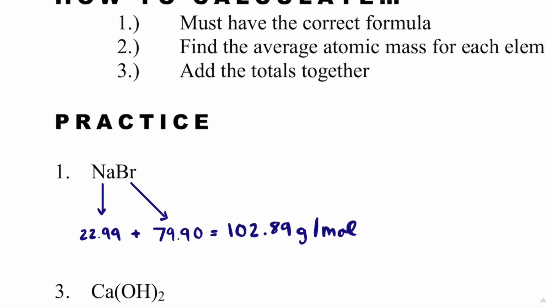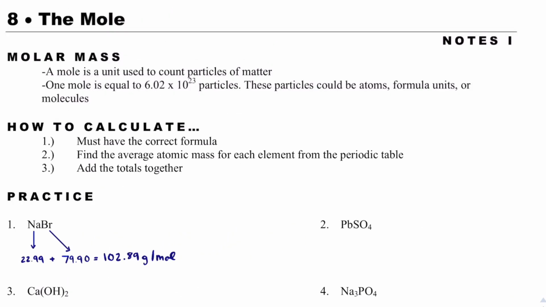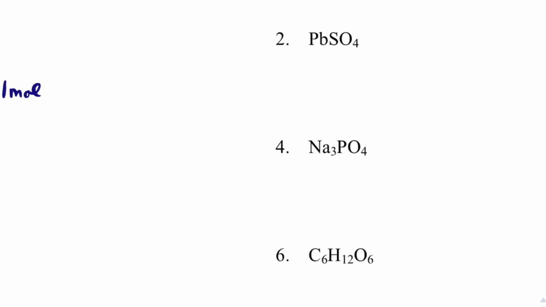A mole of something is just how we're going to measure compounds so that we don't have to measure each individual atom, because those numbers get so large. So 1 mole is equal to 6.02 times 10 to the 23rd particles, and those could be atoms, formula units, or molecules. And this unit, unit 8, will have a lot of those conversions.